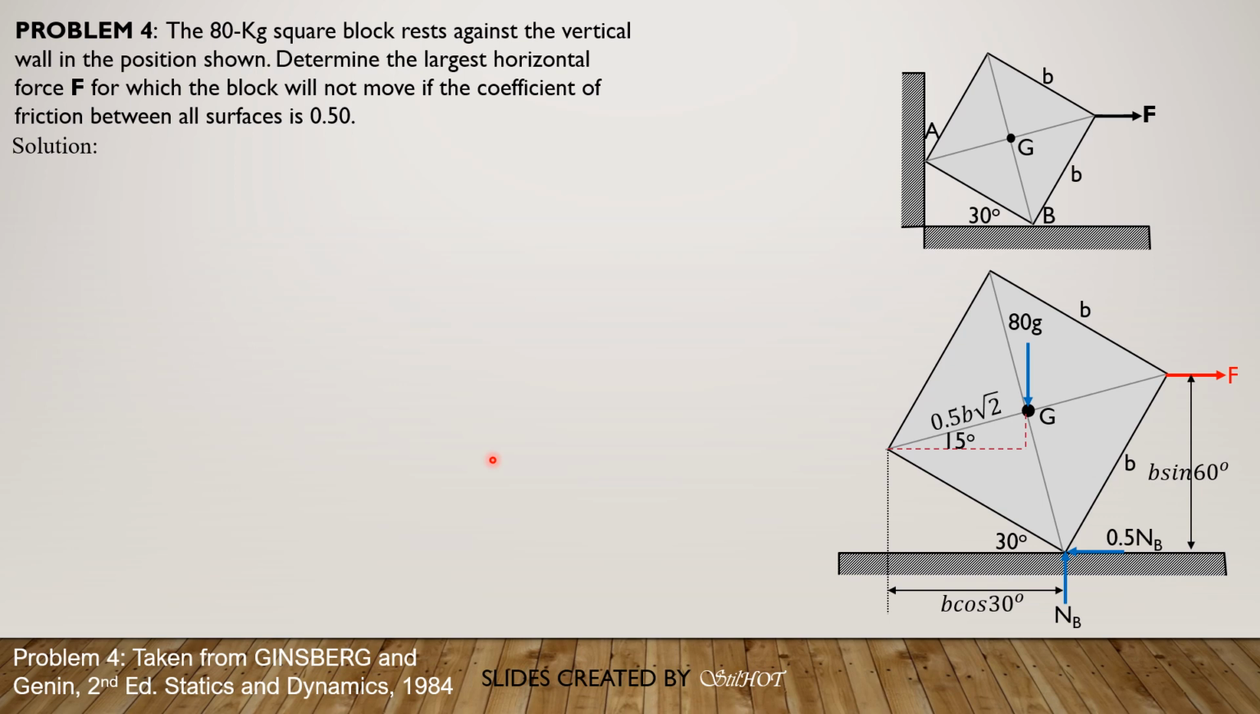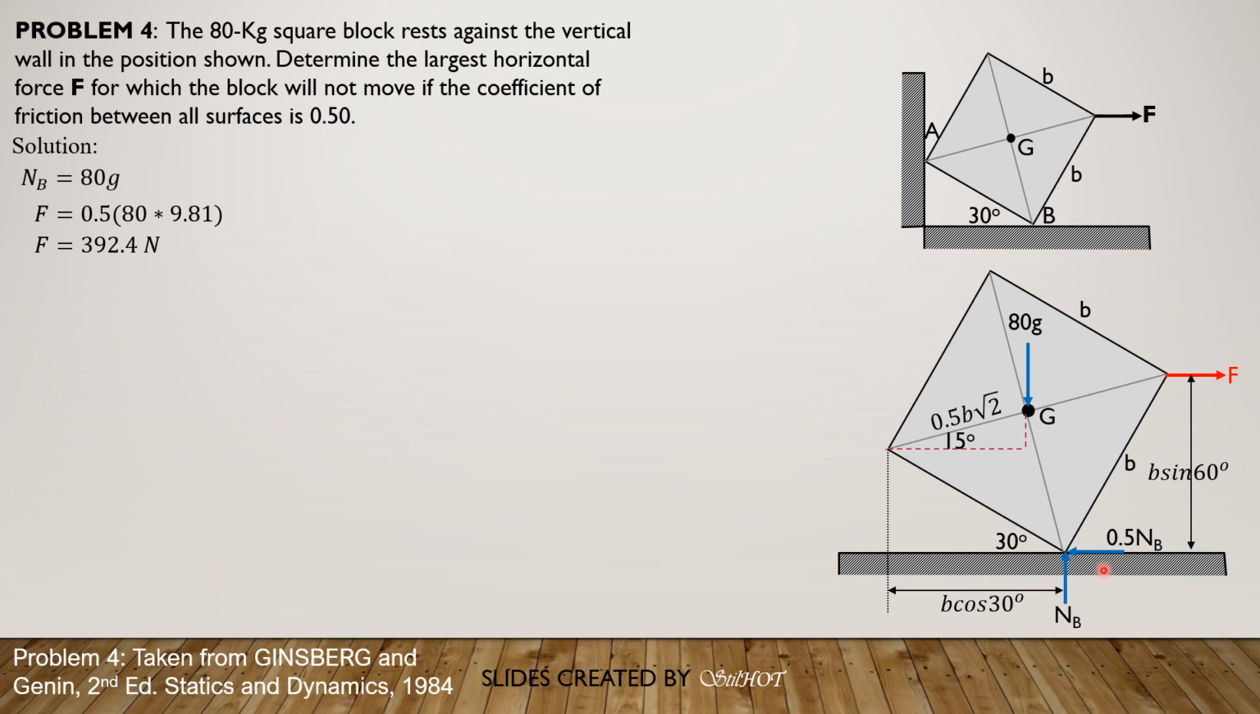Now, if sliding impends or sliding controls, this normal reaction at B would be equal to 80G, and summation forces X equals 0 to solve for F. So F equals 0.5 of 80 times 9.81, coefficient of friction times NB, 80 times 9.81. So F is 392.4 if sliding controls or sliding impends first.